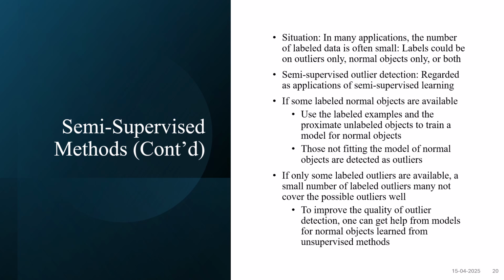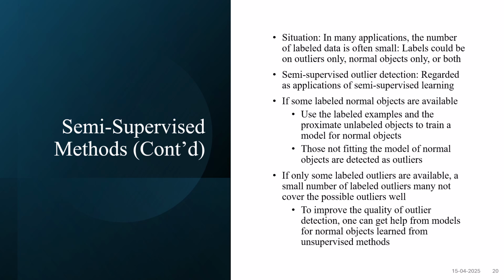In many applications, the number of labeled data is often small. Labels could be outliers only, normal objects only, or both. Semi-supervised outlier detection is regarded as an application of semi-supervised learning. If some labeled normal objects are available, use the labeled examples and approximate unlabeled objects to train a model for normal objects. Those not fitting the model of normal objects are detected as outliers.